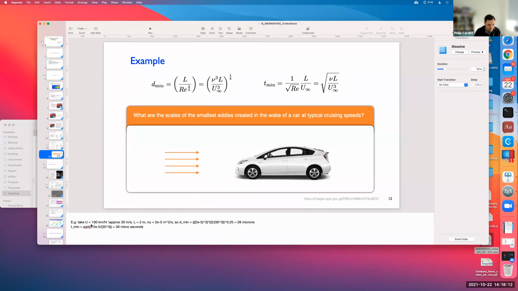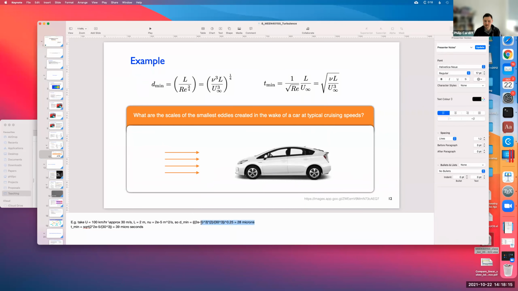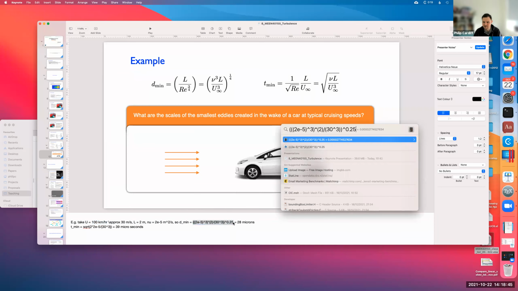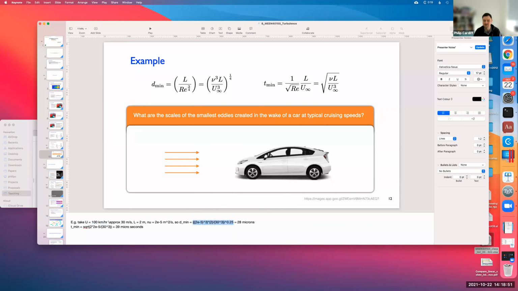The answer I'm getting, depending on your cruising speed, was on the order of 30 microns. One of the answers is about that. If I assume a cruising speed of 100 kilometers per hour, that's approximately 30 meters per second. If you multiply by 1,000 and divide by 60 twice, it's about 30 meters per second. The length of a car, I'm going to say, is about 2 meters. I'm going to take the viscosity as about 2e-5. If you plug all of those numbers into the calculator on my Mac, it'll come out as 27e-6. If I multiply by e to the 6, you can see it's 27 microns.